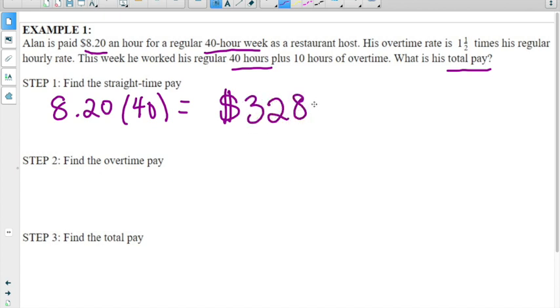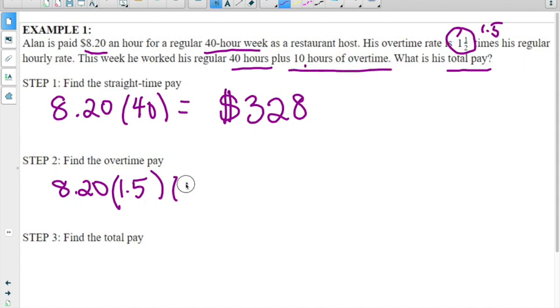And then he works some overtime. Okay, so when he works overtime, he earns the $8.20 plus half. Okay, that's what time and a half means. Because his overtime rate is 1.5 up here, we're going to use that in our overtime pay step. So to find the overtime pay, multiply the regular rate, $8.20, times the overtime rate, which is 1.5, and then times the number of overtime hours that he worked, which in this case is 10. Multiply those three numbers together, and then it'll give us $123.